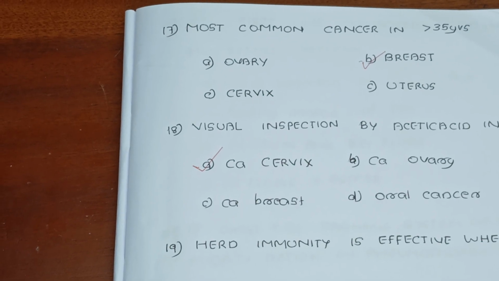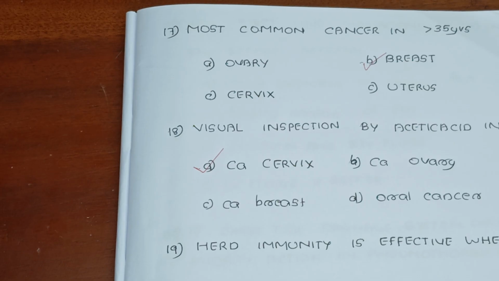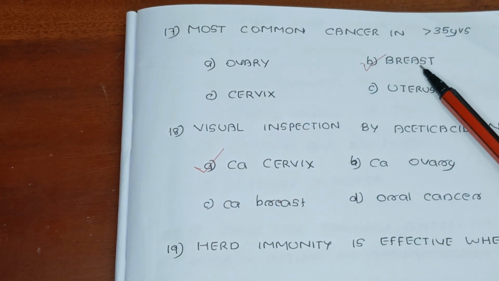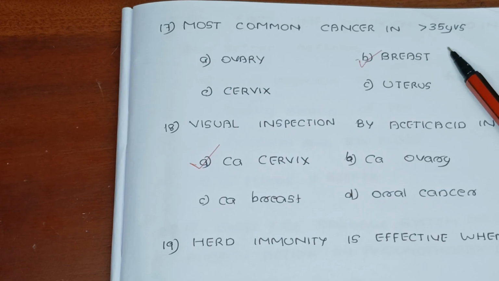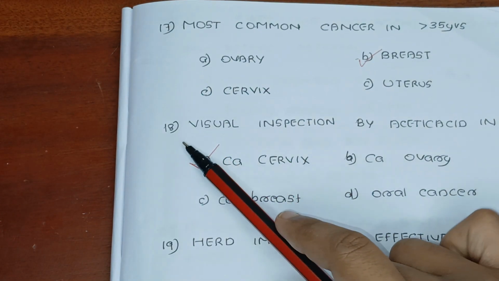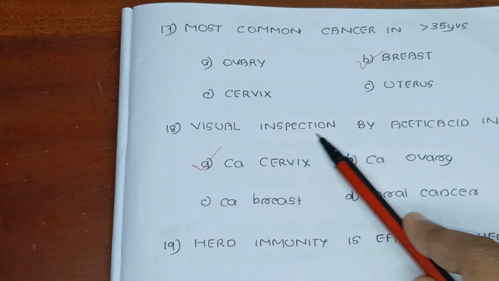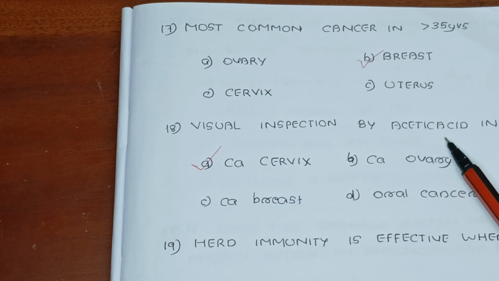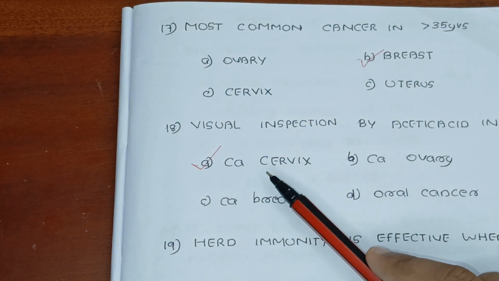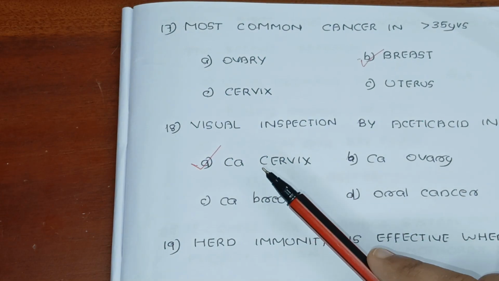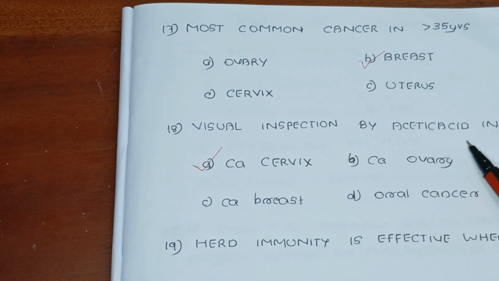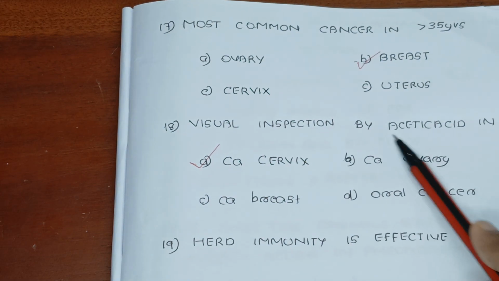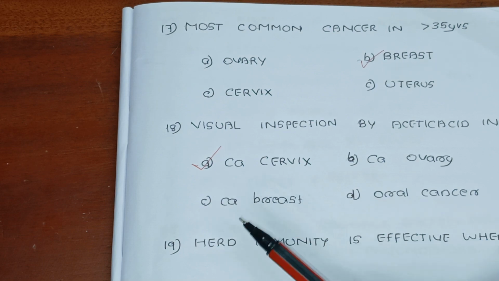Most common cancer in more than 35 years. Correct answer is CA breast. Two questions, correct answer was CA breast. 18th question, visual inspection by acetic acid is a diagnostic test used in which condition? Correct answer is CA cervix. This test is widely used in PHC based diagnostic test for CA cervix.